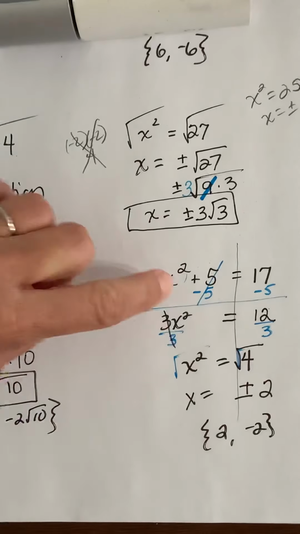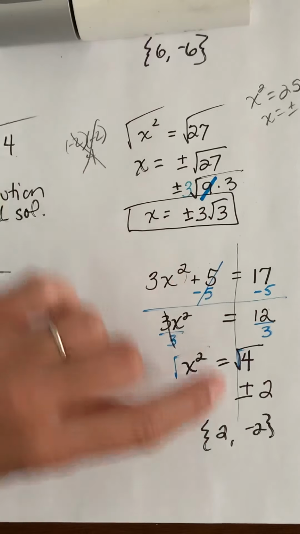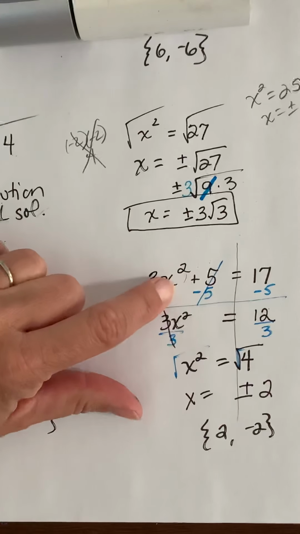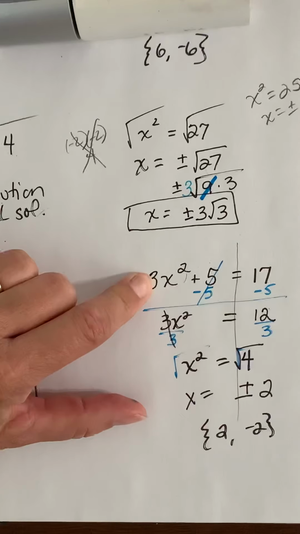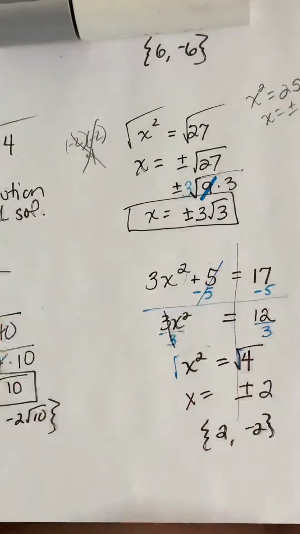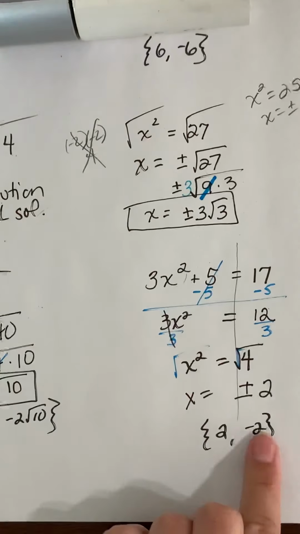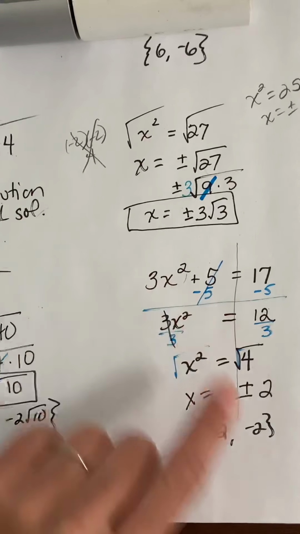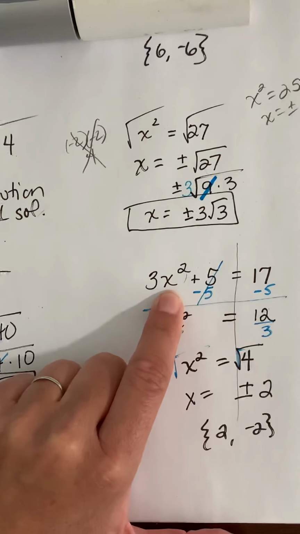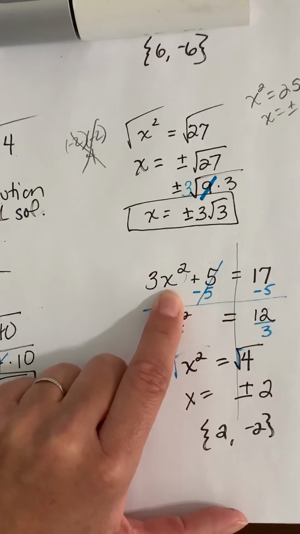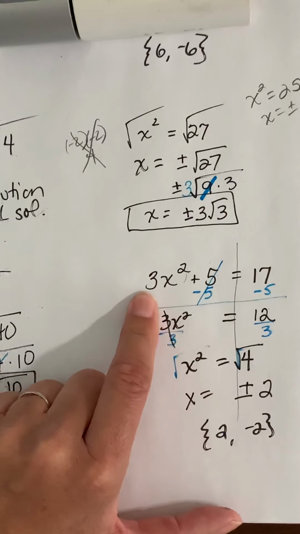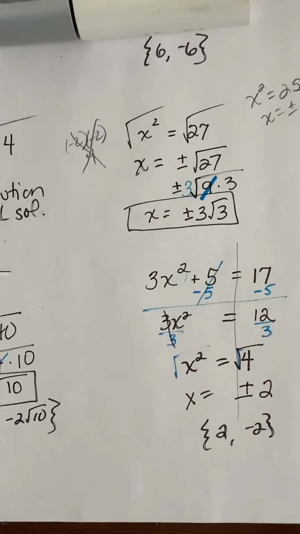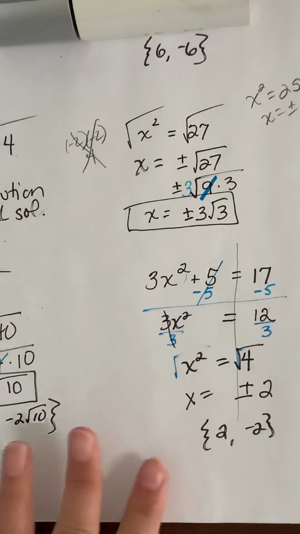Now, if you go back to the original problem and you check it, take 2, plug it in for x. 2 squared is 4. 4 times 3 is 12. 12 plus 5, yep, it does equal 17. Take the negative 2. Remember, when you square a negative number, it's always positive. Negative 2 squared is negative 2 times negative 2, which is 4. 4 times 3 is 12. And 12 plus 5, yep, it works. So those are your 2 solutions, okay?